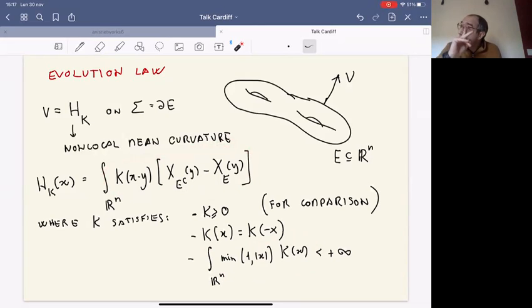So you have to define the mean curvature in the, how do you say, improper singular integral. So you take out a little ball, you take the limit as the little ball goes to 0, and under this assumption here, which is a little bit more general, it makes sense.